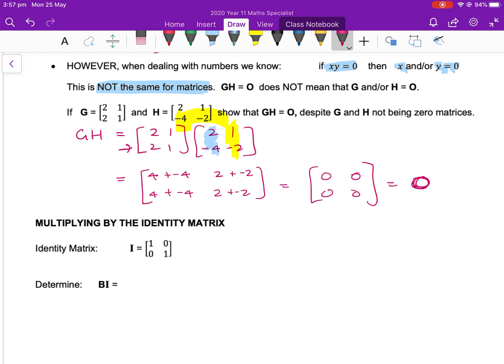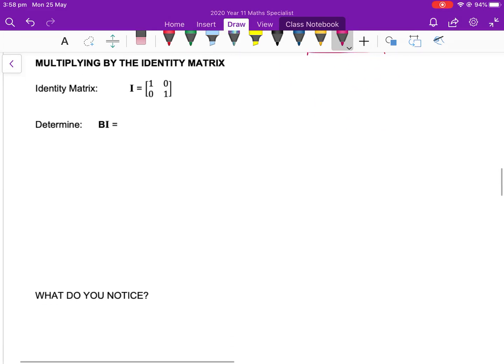So in this case, the matrices that we start with don't have to be a 0 matrix to end up with that solution. Now the identity matrix, as we've heard before, is a square matrix where the diagonals are 1s and every other element is a 0. Let's see what happens when we multiply a matrix by an identity.